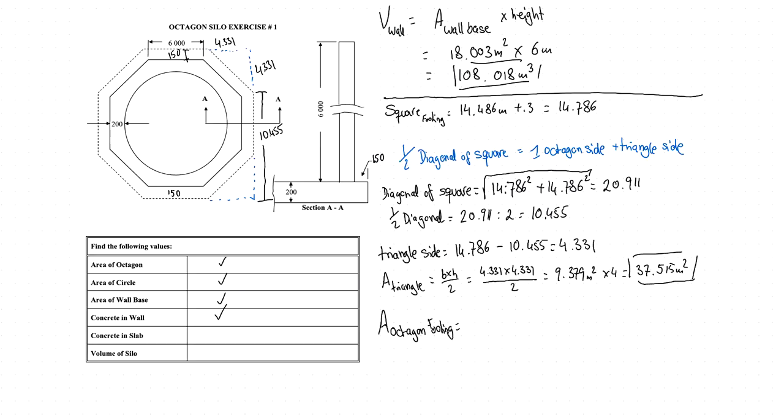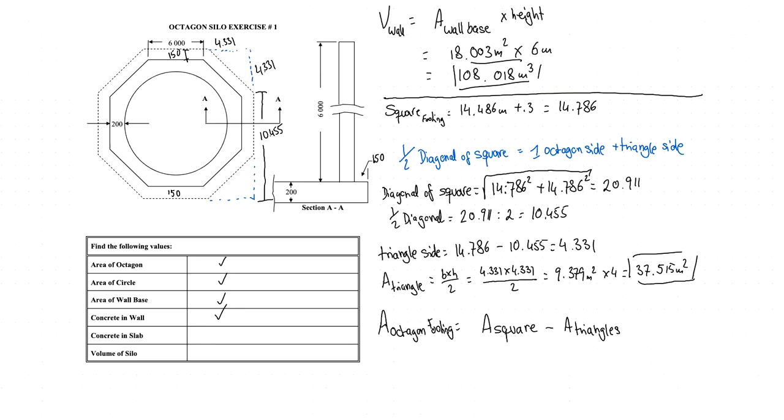Let's see. Well, do we have the square? Have we figured that out? We haven't yet, so we're going to have to pop that in here. But we find the area of our square minus the area of our triangles, and that'll get us the area of our octagon footing.